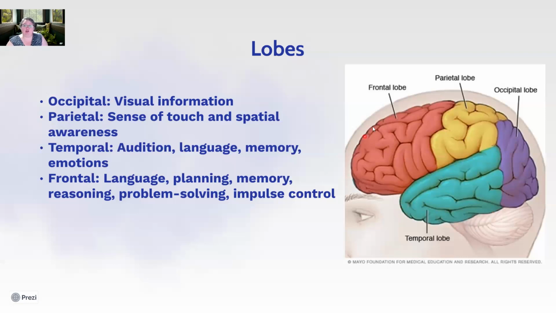And then we have our frontal lobe here in red. And our frontal lobe is also associated with language, planning, memory, reasoning, problem solving, and impulse control. So as you can see, some of the functions that these lobes have may overlap. So the temporal lobe is associated with language, and so is the frontal lobe.